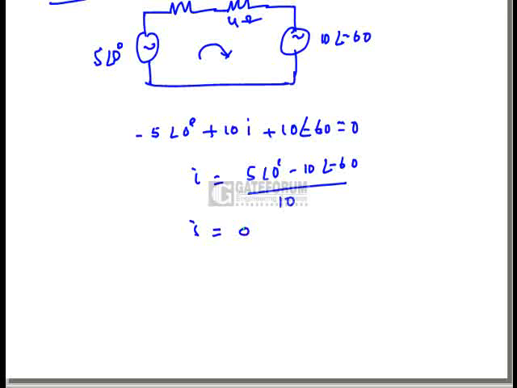0.866, approximately this value is 0.866 times I. This is an imaginary current, I can say 0.866 J. Right, now this is the current. Now we have to find out the power delivered by each and every source.